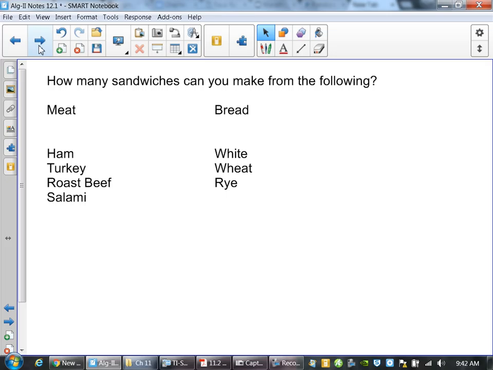Well, how many cheeses do you have? Well, let's say you have Provolone, Gouda, Mozzarella. Provolone, Gouda.